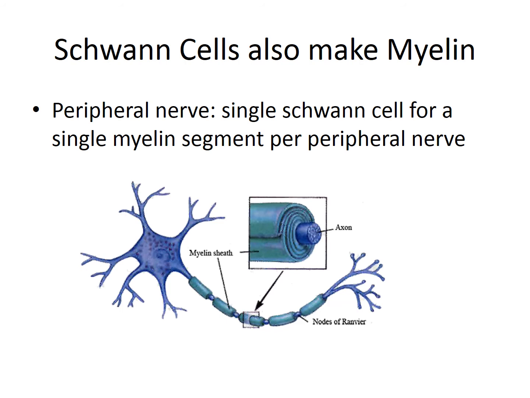Out in the periphery, myelin is made by a different cell called the Schwann cell. So Schwann cells make myelin for peripheral nerves, and oligodendrocytes make myelin for the central nervous system. They're slightly different in how they wrap around nerves. In the periphery, one Schwann cell will myelinate one peripheral nerve. In the central nervous system, the oligodendrocytes are close enough to many neurons so that they'll wrap around several neurons.